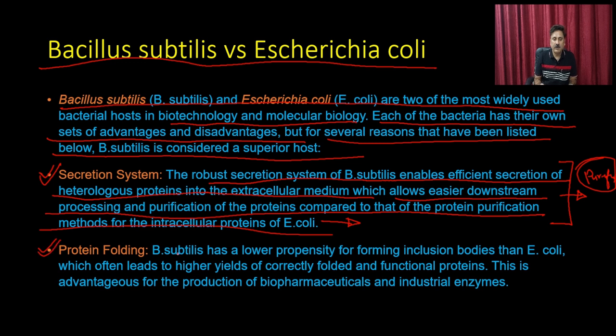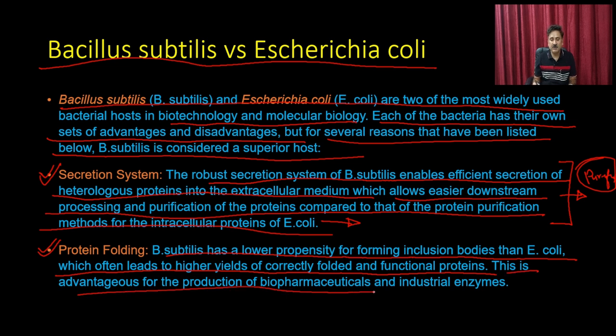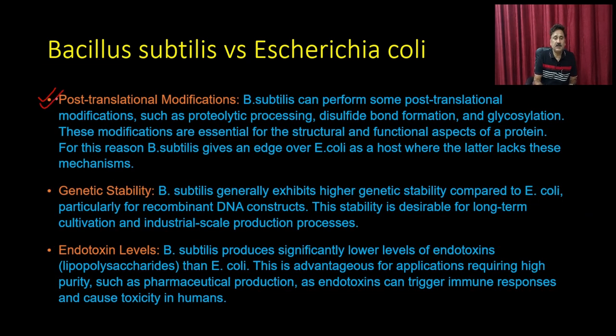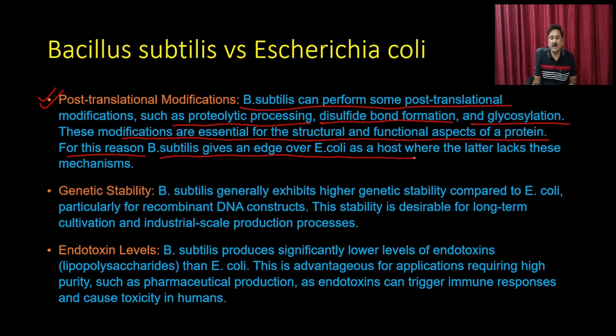Then talking about protein folding, Bacillus subtilis has a lower propensity for forming inclusion bodies than E. coli, which often leads to a higher yield of correctly folded and functional protein. This is an advantage for the pharmaceutical industry and for industrial enzymes. Then talking about post translational modification, there is no post translational modification in E. coli, but Bacillus subtilis can perform post translational modifications such as proteolytic processing, disulfide bond formation and glycosylation. These modifications are essential for the structural and functional aspects of a protein. For this reason, Bacillus subtilis gives an edge over E. coli as a host, where the latter lacks these mechanisms.